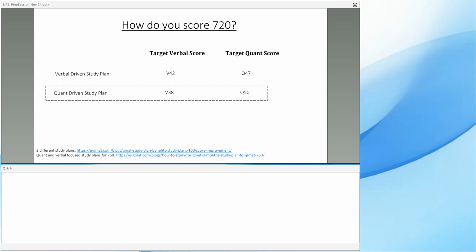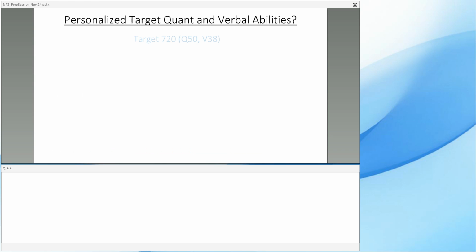Now, when you choose this path, this is for a person who's strong in quant, and you are already making that decision based on your strengths, which increases your likelihood of success, your likelihood of actually getting to that 720. Now, how do you get to a Q50 or a V38? There are journeys over there as well, and we make you choose that path as well.